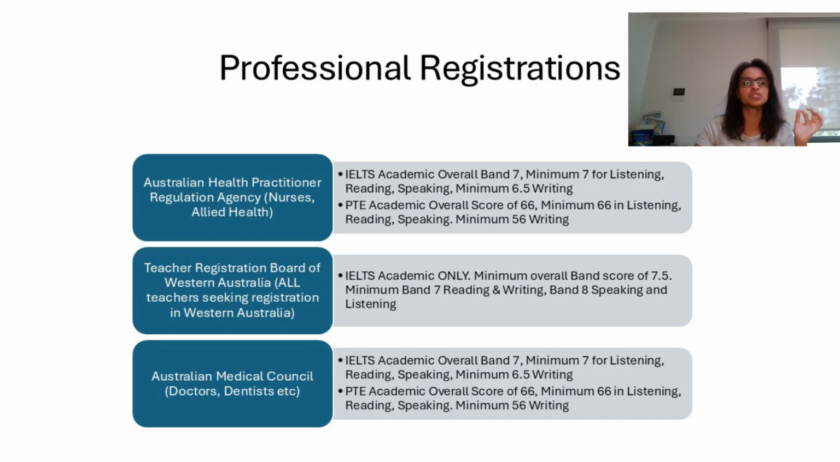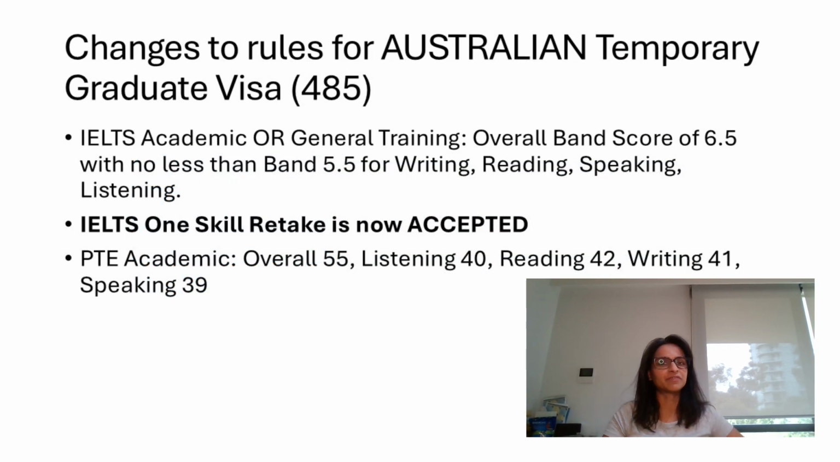Now let's move on to the 485 visa. So let's say some of you have just finished studying here in Australia and you would like to apply for a 485 visa. Okay? Previously, one skill retake for those of you who sit for IELTS on computer was not accepted. It is now accepted. Okay? IELTS Academic or General Training with an overall band score of 6.5 with no less than 5.5 for writing, reading, speaking, and listening, with the one skill retake now accepted.